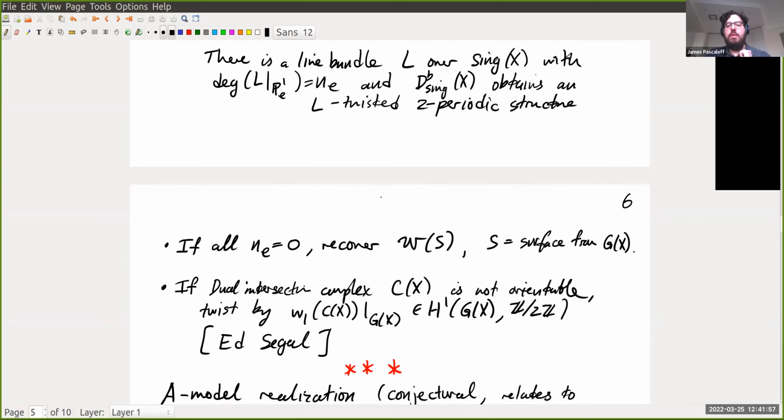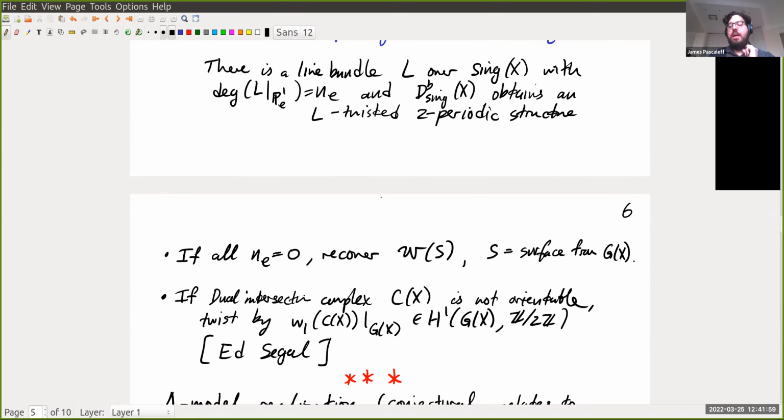Okay, right, so if all the NE are 0, you recover the Fukaya category of S. If the dual intersection complex is not orientable, you can twist the whole construction by the first Stiefel-Whitney class of that complex. That involves putting some extra shifts on the gluing. And there's a paper that came out in 2021 by Ed Segal, where he talks about that kind of thing, gluing. It's a similar problem to what's being discussed here, but in a Z-graded setting.